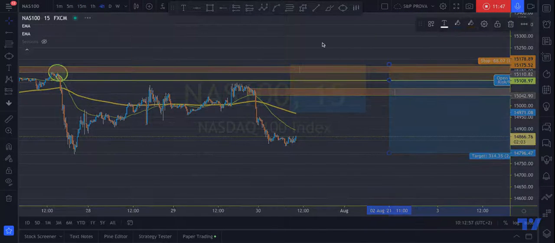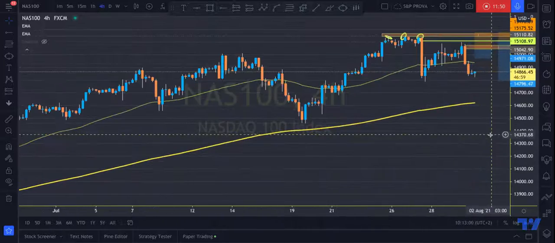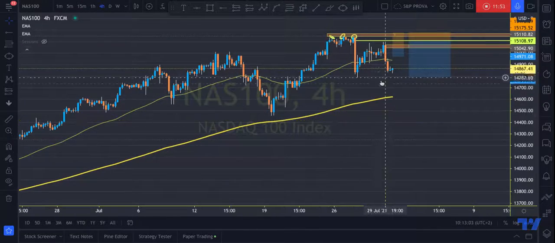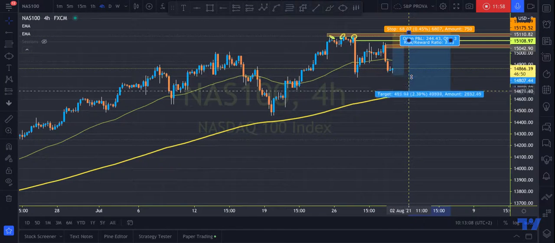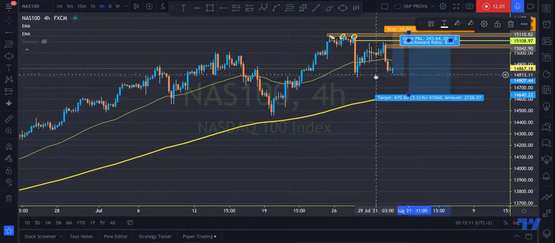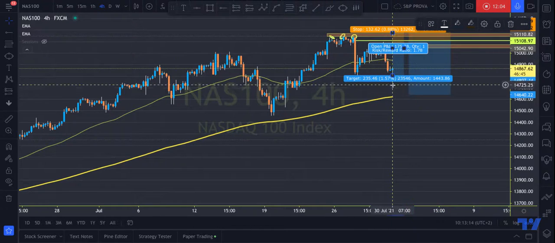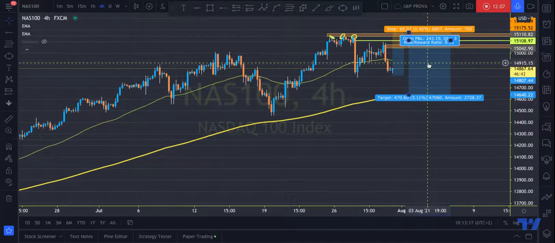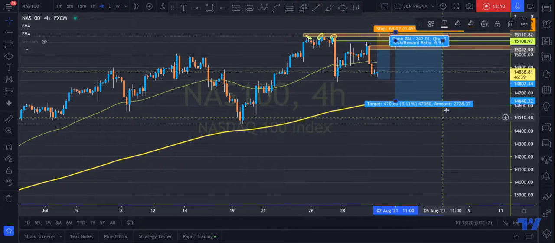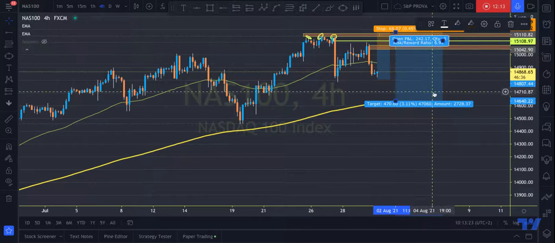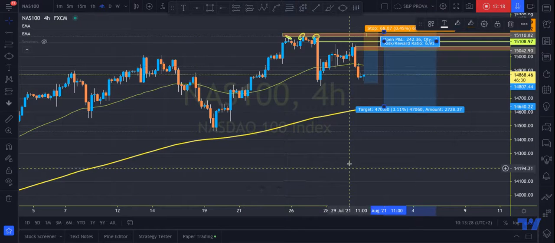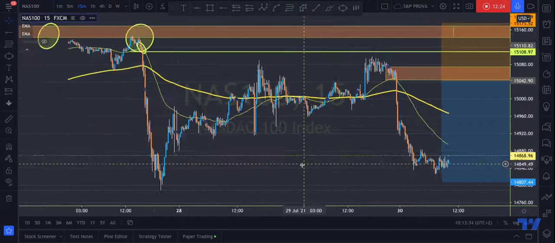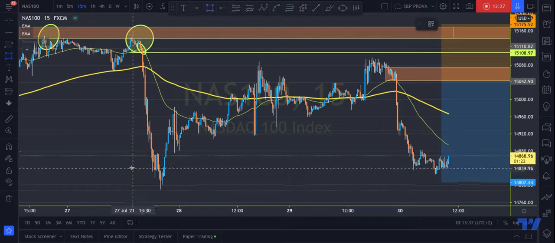What about TP? As I told you before, the TP will be at least the first one, this one, and the second one here. The first one is almost risk to reward 2, and this is 1.7 more or less. So it is a very nice target. Okay, guys, now you see the price perfectly reacted here.